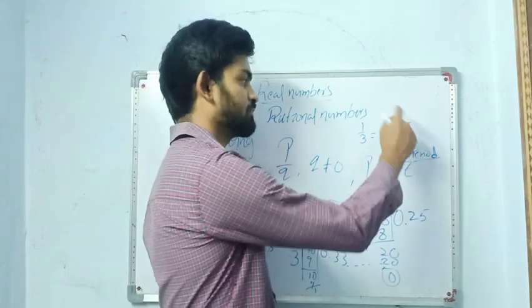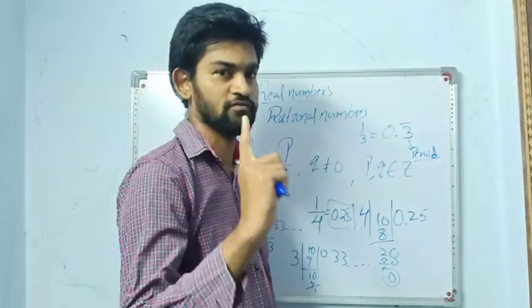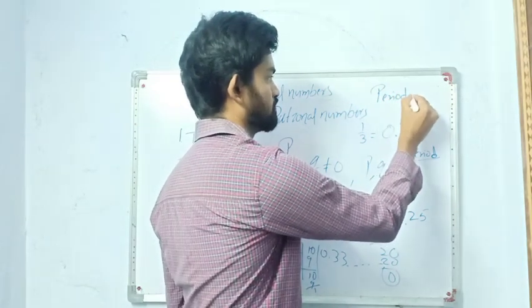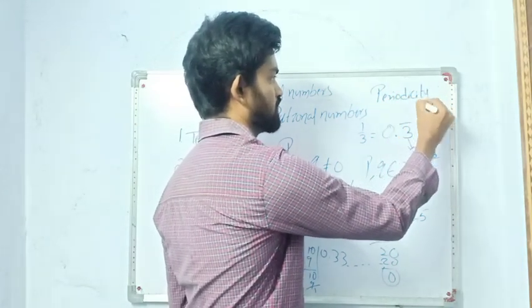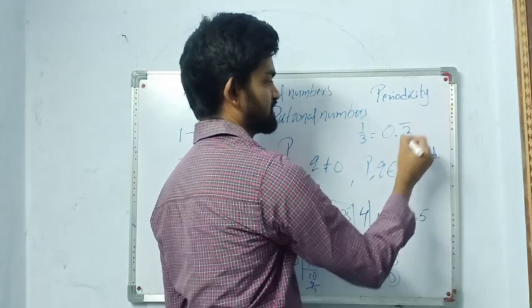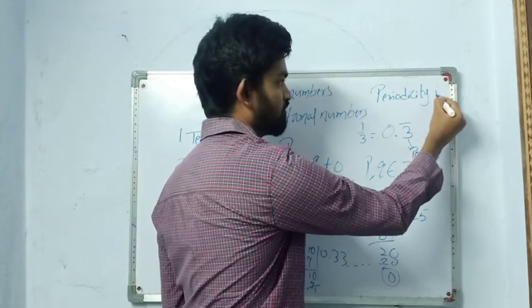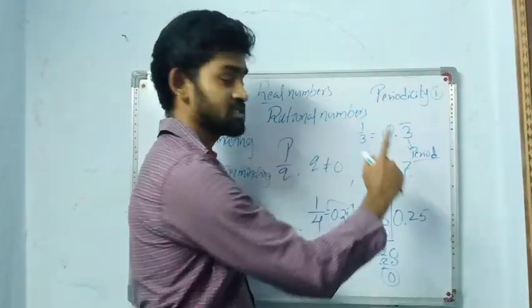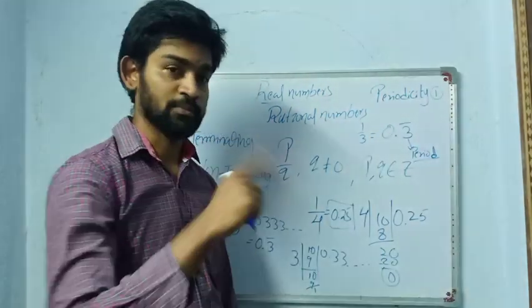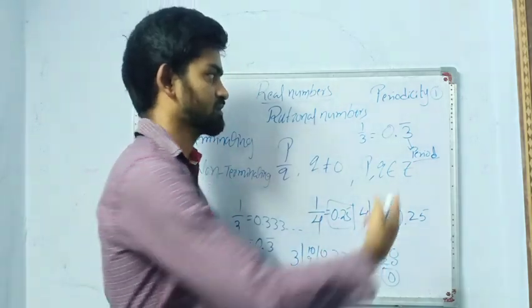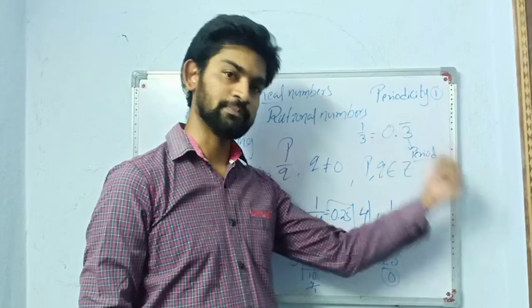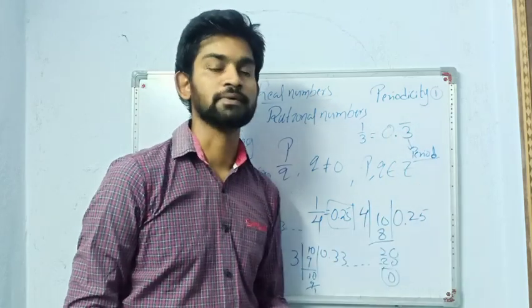How many numbers are repeating? Only one number is repeating. That is called periodicity. So periodicity is 1, period is 3. The number of numbers repeating is called periodicity. The numbers which are repeating are called the period.